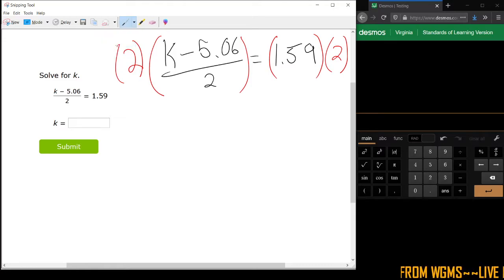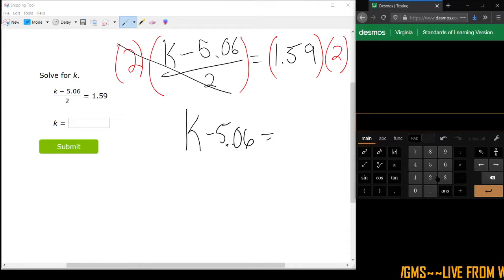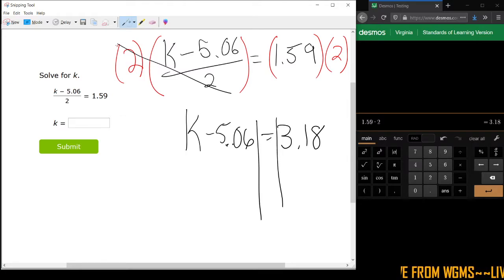Again, multiplicative inverse is just 1, and so I have k minus 5.06 is equal to, and then I can type, just to be sure, 1.59 times 2, we have it here, 3.18. Simple one-step equation. Get all the constant terms on the right side. So I add 5.06 to both sides.